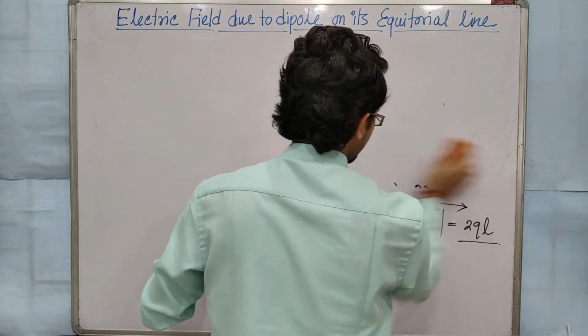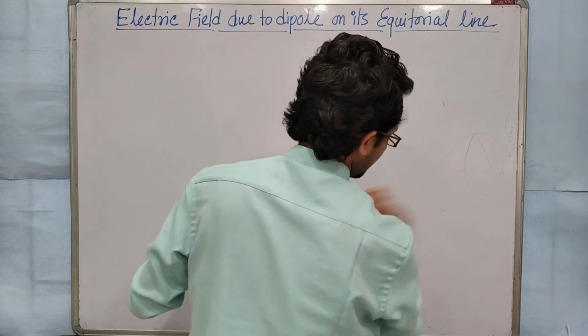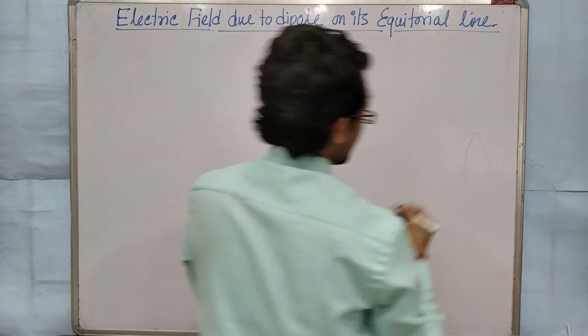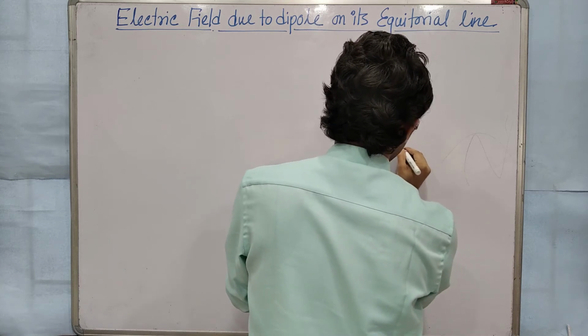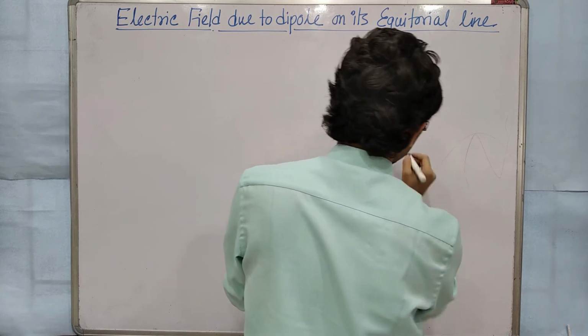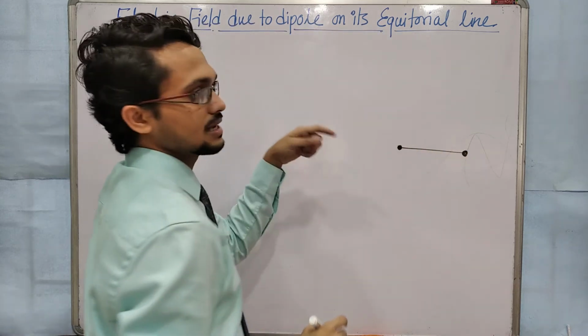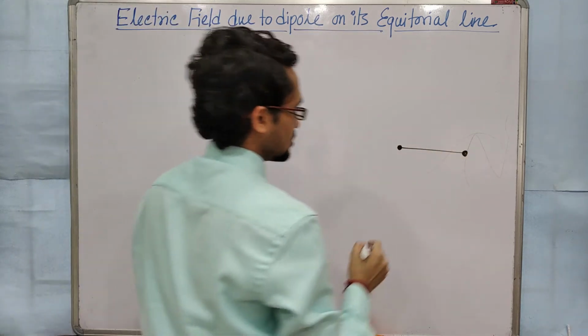So here I will not do the derivation. Derivation is not so important. I will write the formula. Then we will see these two things, equatorial and axial, whether they are matching or not.